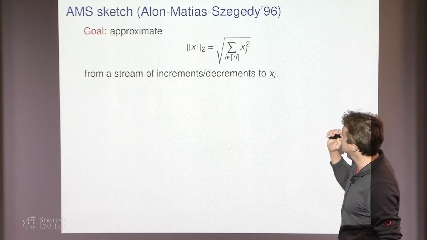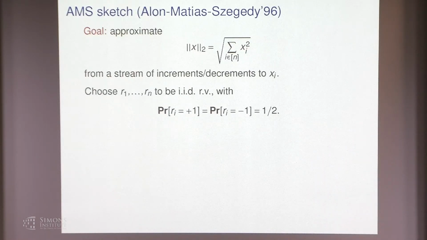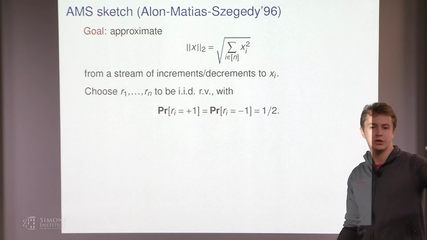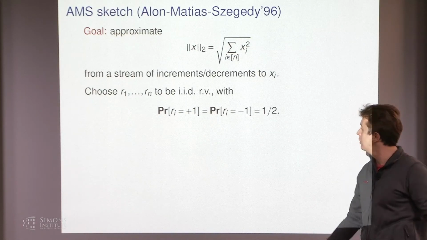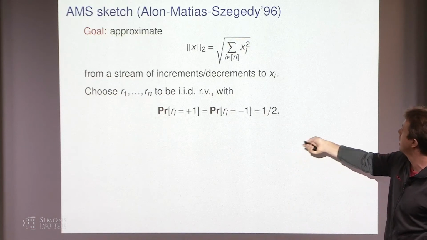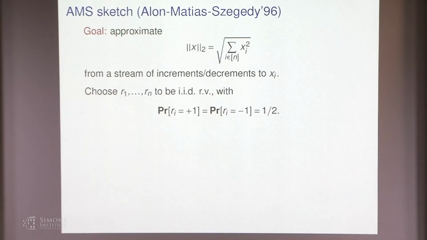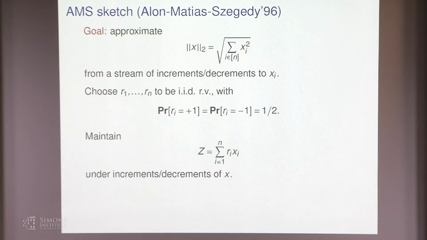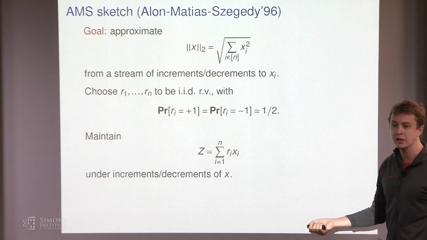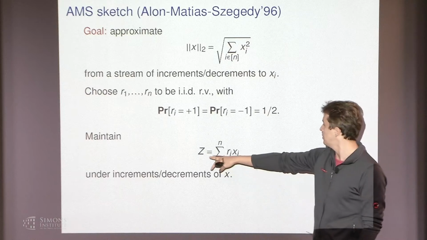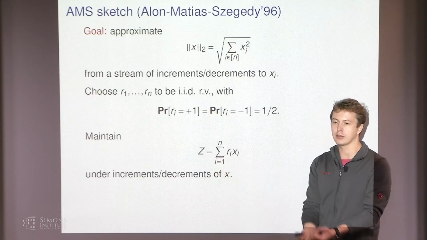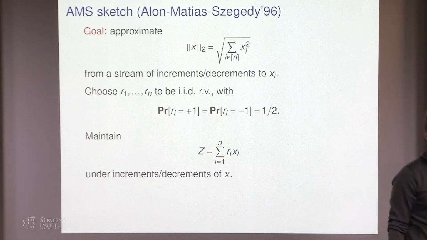Okay, so good. Suppose that we want to approximate the L2 norm. How do we do that? Well, the classical approach, also known as the AMS sketch for Alon, Matias, and Szegedy, is to generate uniformly random sign vectors. Let R1 through Rn be IID random variables that are uniformly random signs. So Ri is +1 or -1 independently with probability 1/2. And now as the data items are coming in, our algorithm would maintain the following dot product. We'll just maintain the dot product of this random sign vector with the frequency vector of the data stream.